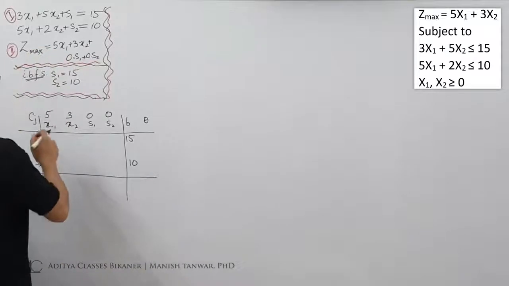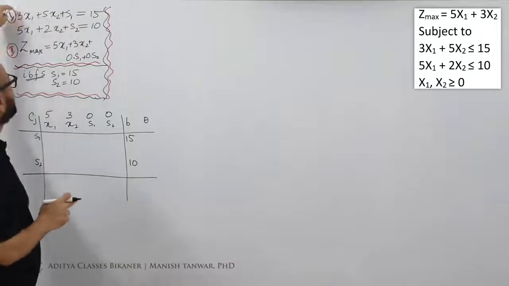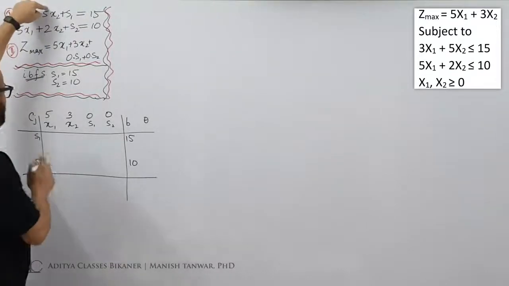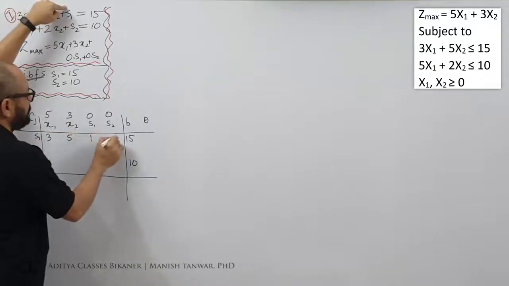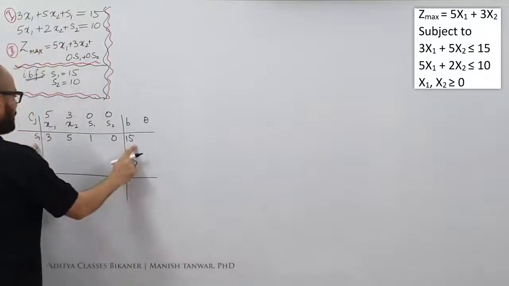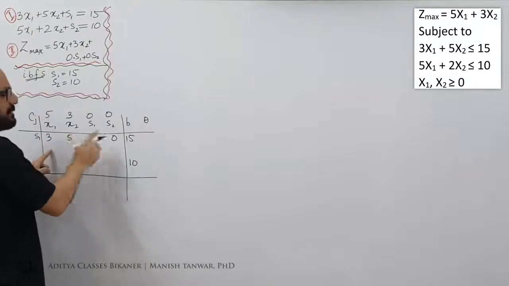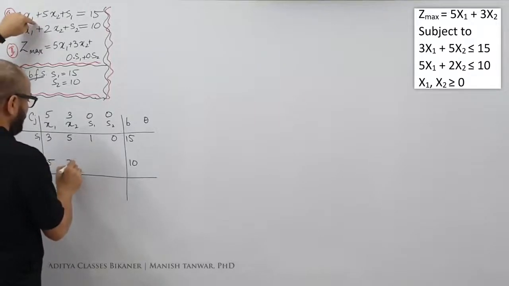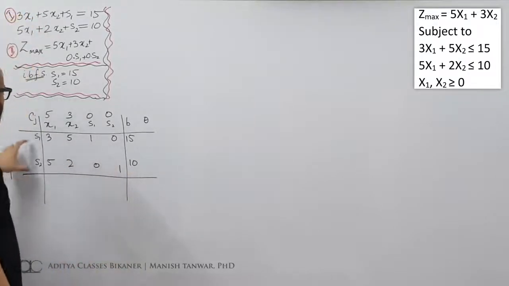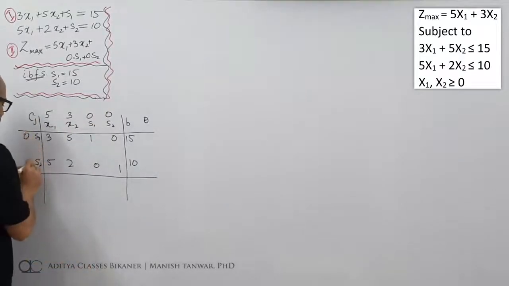Then these constraints need to be filled in over here. S1 is coming from the first constraint. So what is the first constraint? 3x1 plus 5x2 plus 1s1 and there is no s2. So s1 is coming from the first constraint, s1 is equal to 15. The second constraint similarly would be 5, 2, 0 and 1. Then we write down contributions over here also. S1 contribution is 0, s2 contribution is 0. I'll put a 0 over here.